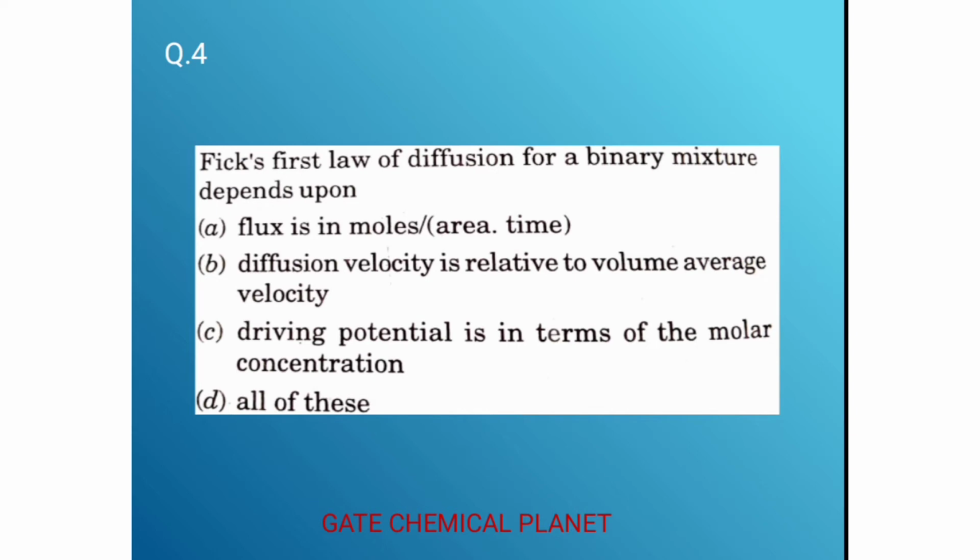Diffusion velocity is relative to volume average velocity. It is also a correct option. The driving potential is the molar concentration. So the molar concentration is the driving potential or the driving force in Fick's law of diffusion. It is also correct. So all the options are correct here. This is basically the definition of Fick's law of diffusion for binary mixtures, so remember all the points in this question. Now move on to question number 5.